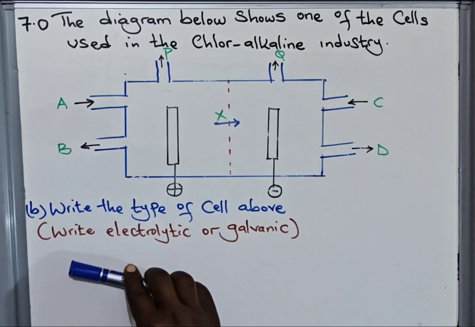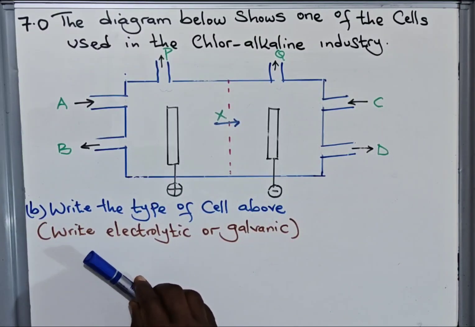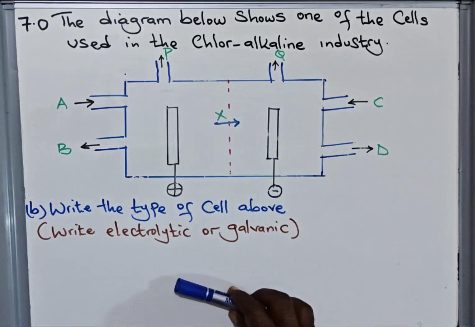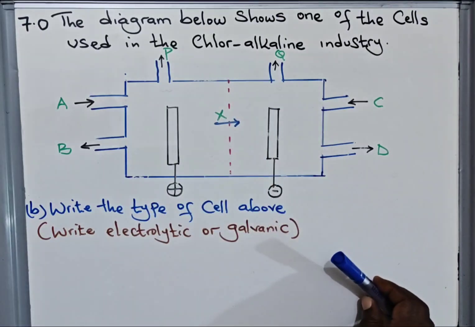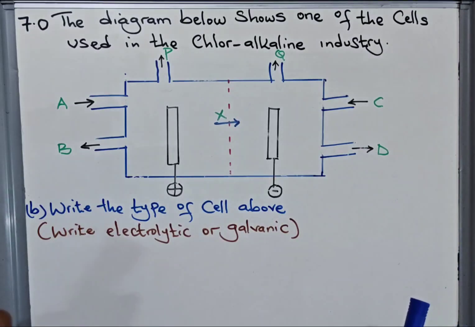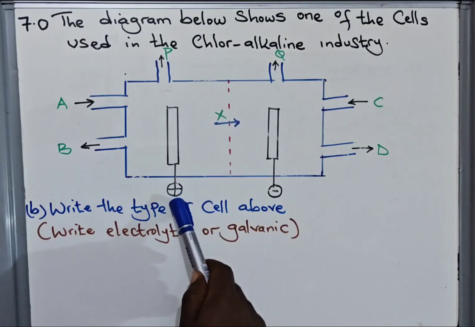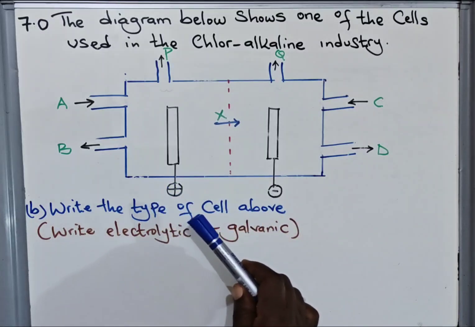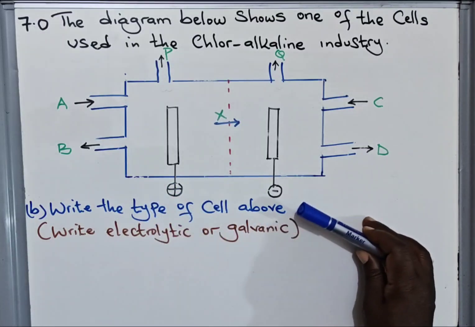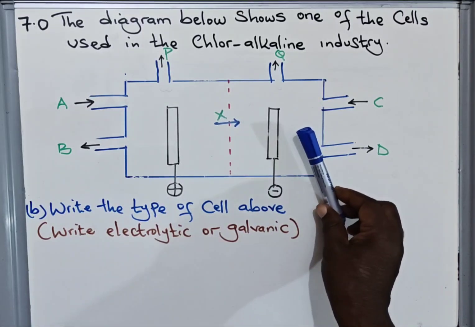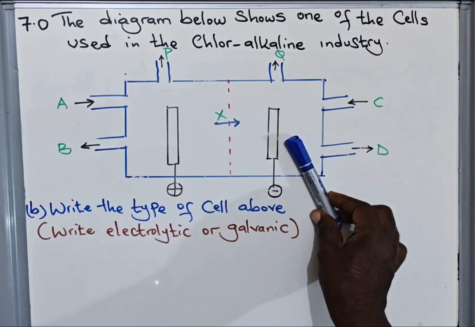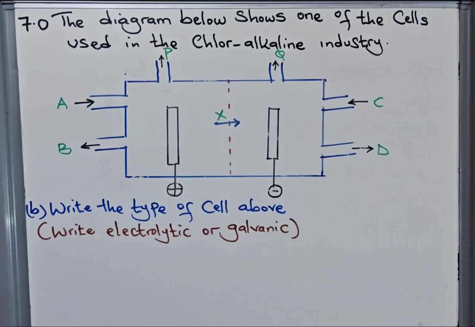Then we come to this question. It says, write the type of cell above. They say write electrolytic or galvanic. So what type of cell is this one? How do you identify this cell? The moment you have a positive here and a negative here, it implies that you have a battery connected to this cell, implying that the energy conversion which takes place inside the cell is electrical to chemical, meaning the cell is electrolytic.